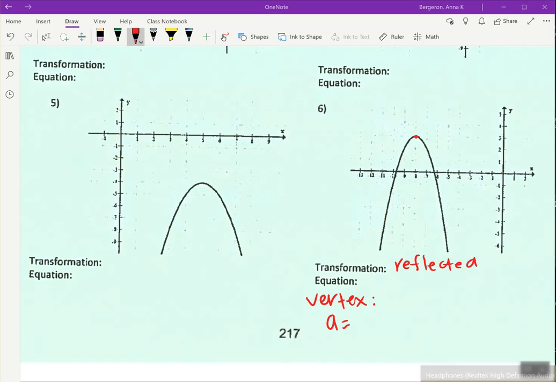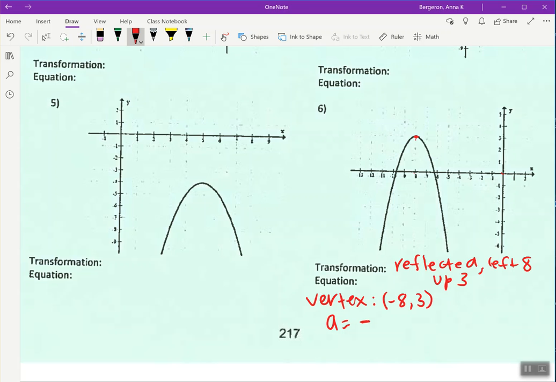That means that because it's flipped upside down, our a value is negative. So reflected graphs give you a negative a value. Then I can see that my vertex, which is normally at 0, 0, went left 8, so that's my transformation, and up 3. And that's going to affect that vertex, because now my vertex, instead of being at 0, 0, is at negative 8, positive 3.